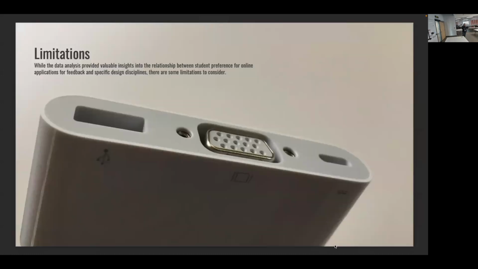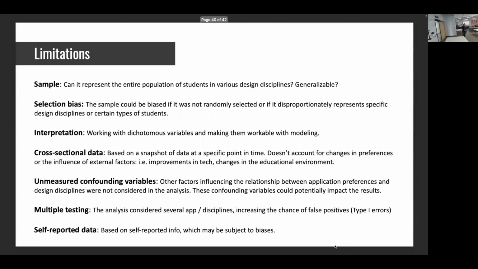So there are a lot of limitations, obviously: sample size, selection bias, interpretation. There are some dichotomous variables that I've had to interpret into number data so I can crunch them. Obviously, there's room for errors with that. This is cross-sectional data that looks at a snapshot at a very specific point in time. Obviously, so much has changed. Another reason why I just need to start over.